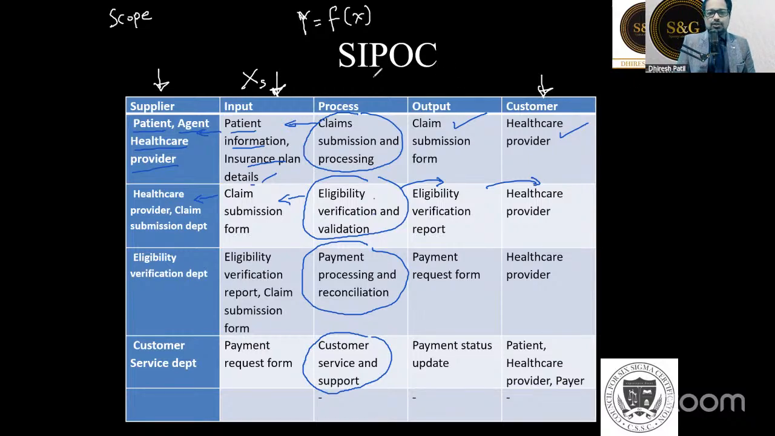This is called SIPOC, which stands for supplier, input, process, output, and customer. This is a very important part of our define phase. The people who have been through the green belt content of the define phase would have seen SIPOC explained there as well. Everybody, SIPOC clear hai? Just give me yes in the chat box. So see, we are not entering into each and every tool in detail here.